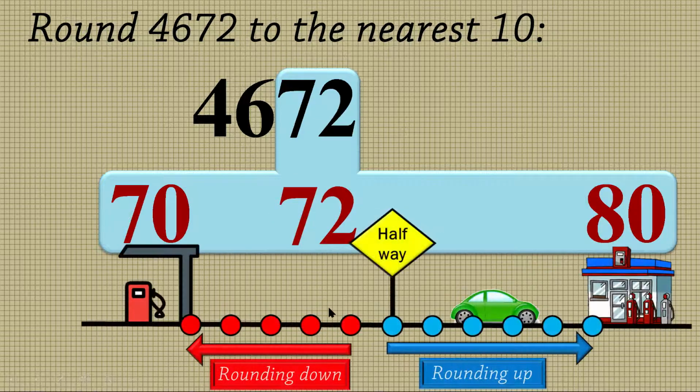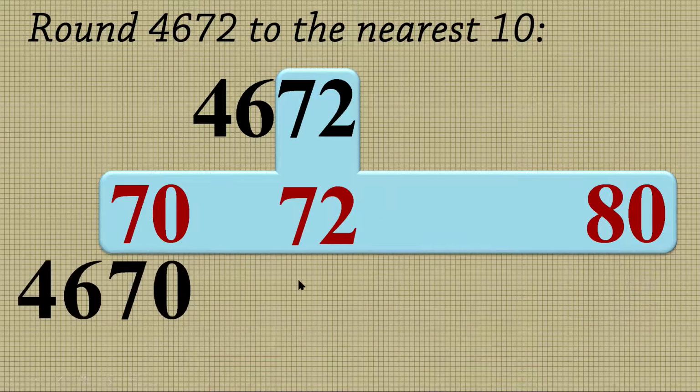Pay attention, according to the famous example of a gas station, if you are at the halfway or ahead, you will round it up. Halfway here between 70 and 80 will be 75. 72 is smaller than 75, so you are before the halfway. You will round it down. So 72 will be rounded down to 70. And I put 46 before it to get 4,670.